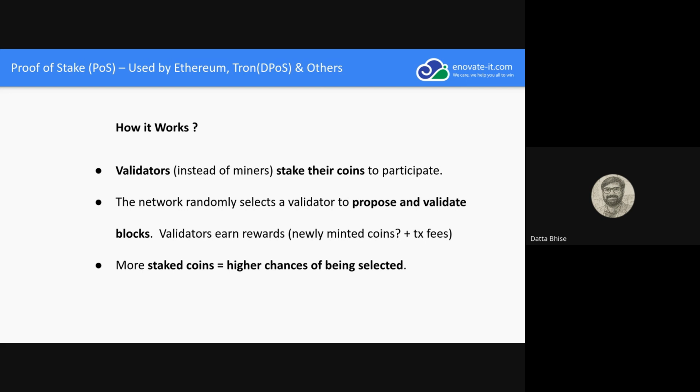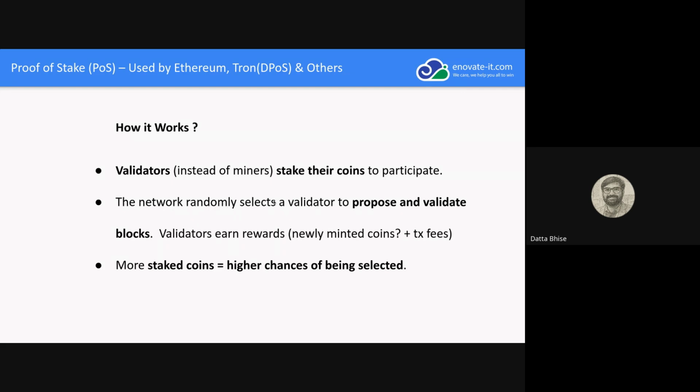Okay, here are Ethereum, Tron, and other networks. There are some changes in the reward. In Bitcoin, you get some minted coin, right? That is the block reward, as well as transaction fees. But in Ethereum, they mostly rely on the transaction fees. Some chains also provide minted coin.